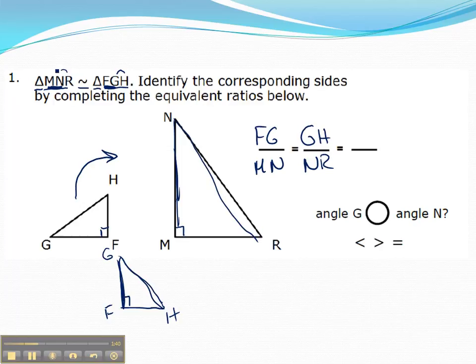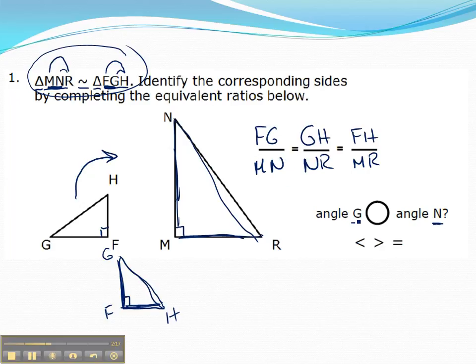And finally, using the first and last letters, MR and FH, FH being this small base, smallest side, and the smallest side of this large triangle, so FH corresponds to MR. Now we've written our similarity statements, and the next question asks us, how does angle G compare to, we haven't written a similarity statement. The similarity statement was given to us. We've written the proportion showing the ratios of the corresponding sides because the triangles are similar.